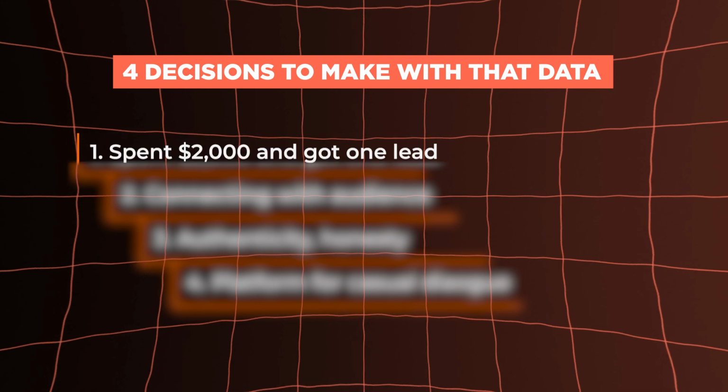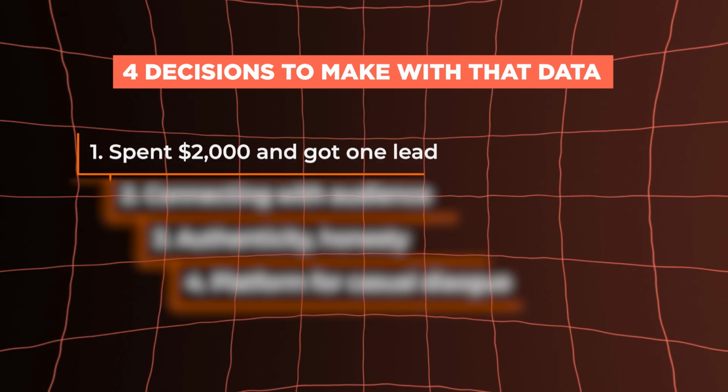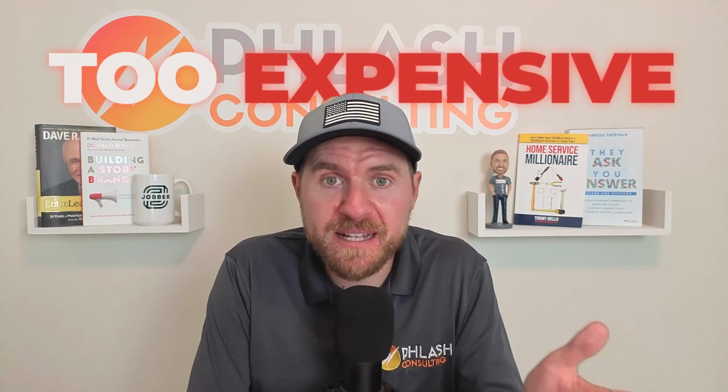Decision number 1, here's the scenario. We spent $2,000 and we got 1 lead. That's too expensive for our cost per lead. A good cost per lead is usually about 5 or 10% of your average ticket. So if your average ticket's like $2,000, you should be spending around $100 to $200 to get that lead coming in the door. Especially if you close at 50%, that means it's going to cost you $400 to get a new customer or $200 to get a new customer, whatever those numbers are. So the $2,000 for 1 lead, that's too expensive.